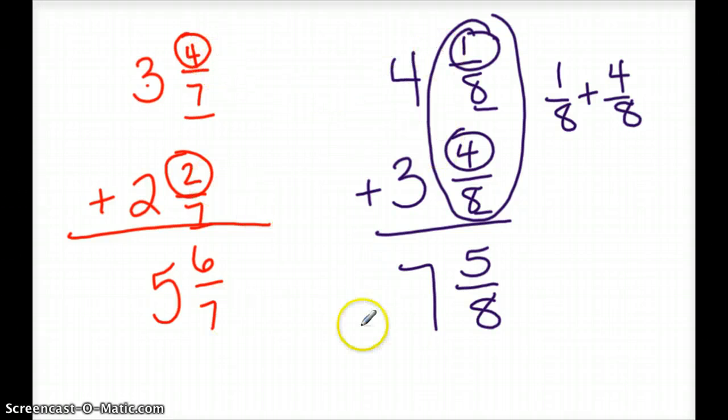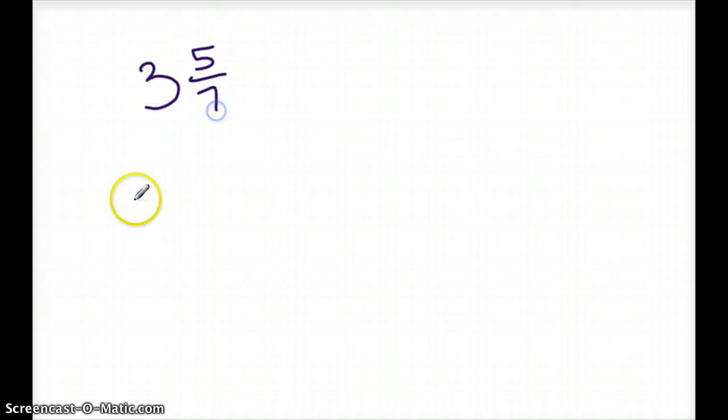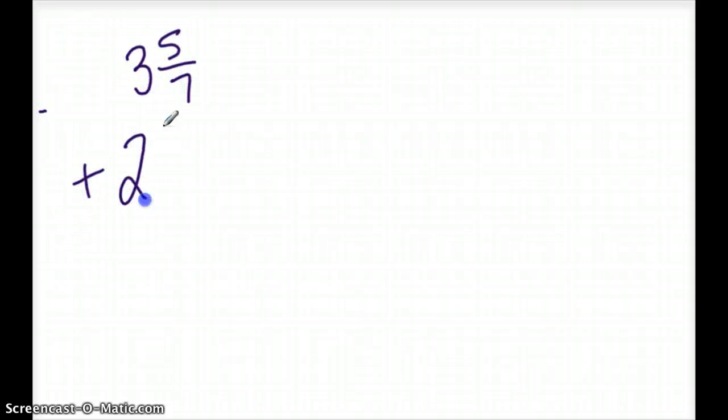Now, these two problems both showed normal fractions. We didn't end up with any improper fractions. I'm going to show you one where we would have an improper fraction. So if I had 3 5/7 plus 2 4/7, let's look at this one.